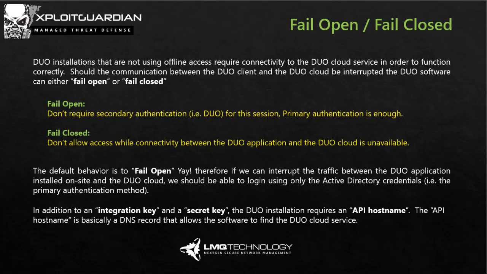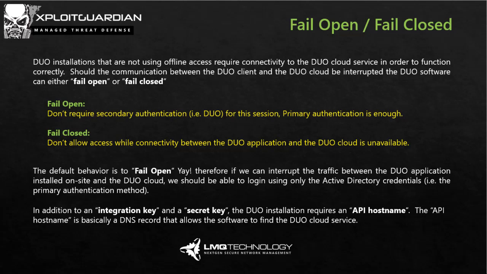Okay, so in order for the default DUO installation to function, it must have access to the DUO cloud. DUO applications use an API hostname that is specified at installation, and it is this hostname that allows the application to look up and access the DUO cloud service. Now, if this service is unavailable for any reason, the DUO application has a couple of different options.